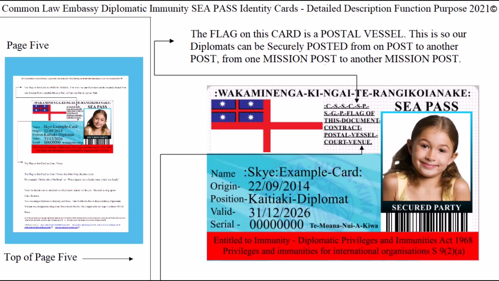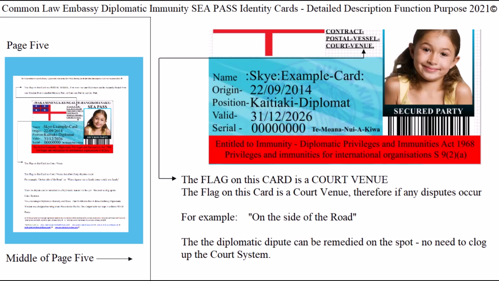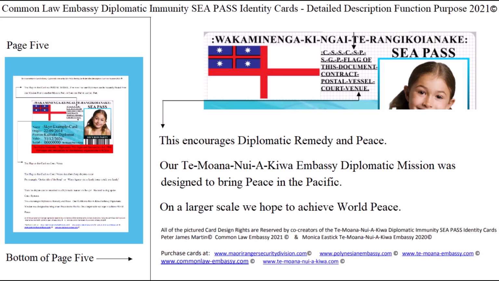The flag on this card is a postal vessel. That is so that our diplomats can be securely posted from one post to another post, from one mission post to another mission post. The flag on this card is a court venue. Therefore, if any disputes occur, for example, on the side of the road, then the diplomatic dispute can be remedied on the spot. You can use the flag on the card as a court venue, and you will no longer have to clog up the court system. This also encourages diplomatic remedy and peace.